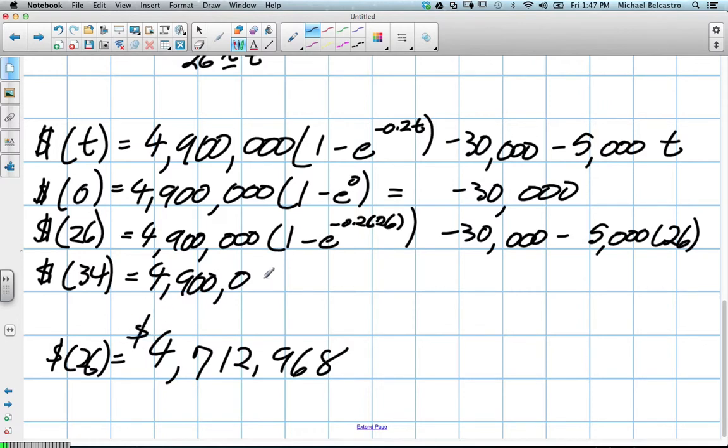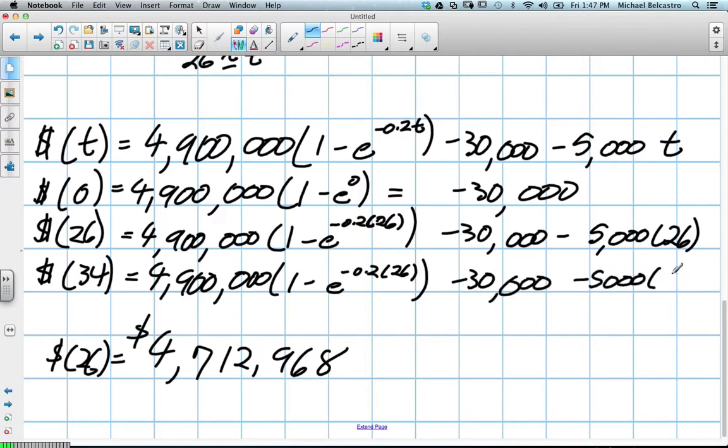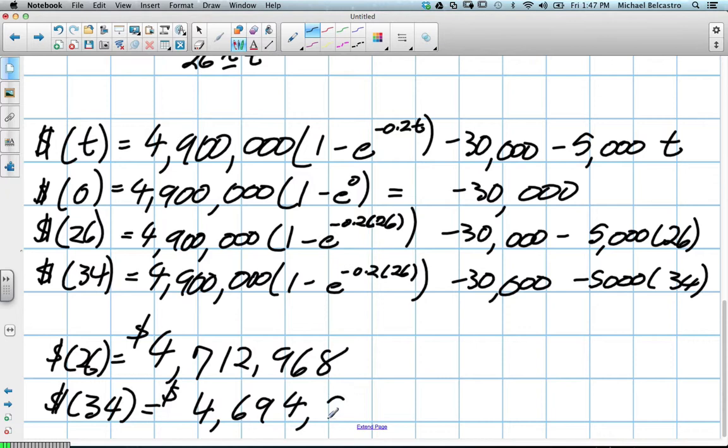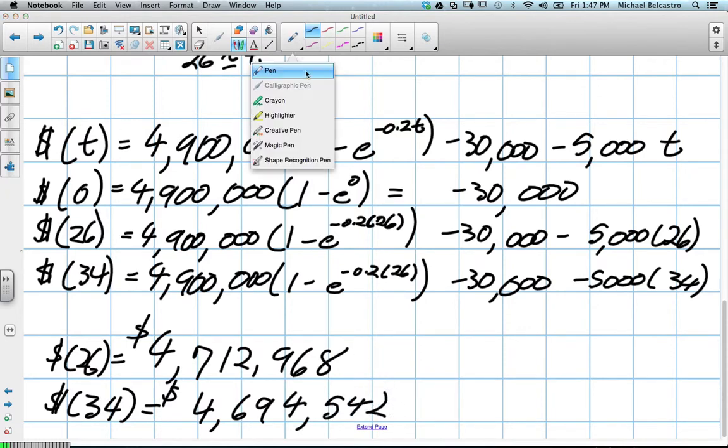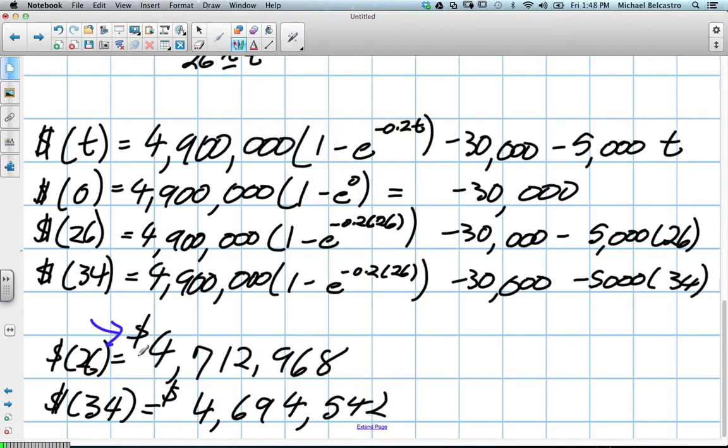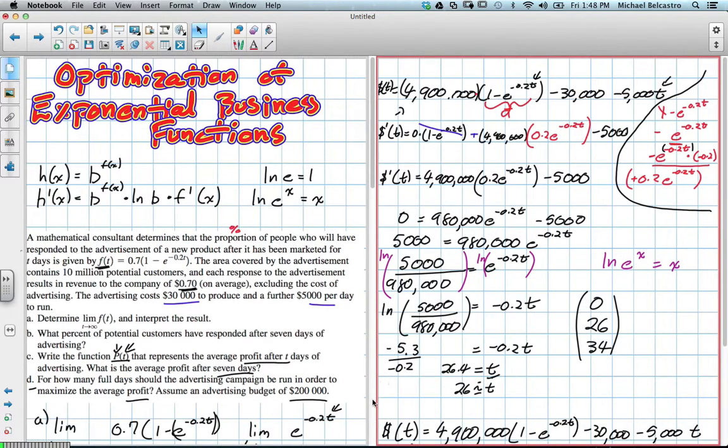$4,712,968. And in the last example, 34, so if they ran it for as long as they possibly could with their budget, our value at 34 is 4,694,542. Excellent. So they still make quite a bit of money, but they maximize their profit by running this ad for 26 days. Massive question.